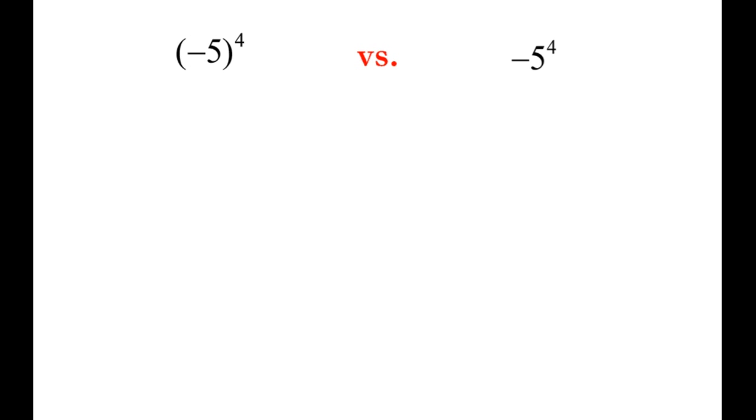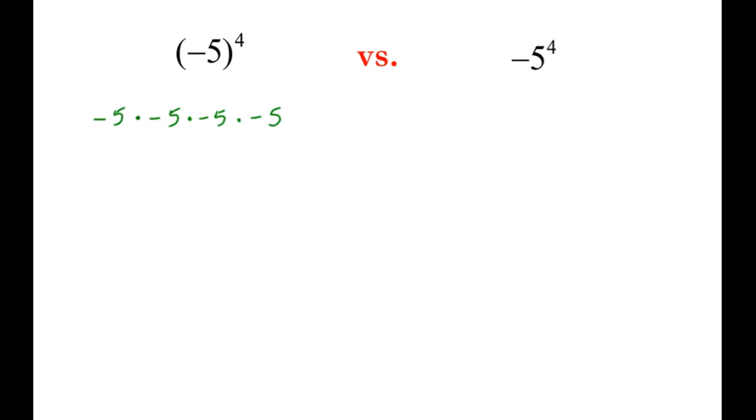So when you have a negative inside of the parentheses, that means that the base is negative 5. So the base of negative 5 is being multiplied by negative 5, multiplied by negative 5, multiplied by negative 5. And that's actually how it looks when you look at that expression. The negative 5 is the base. It's being multiplied by itself 4 times, which is different from what we have on the right.